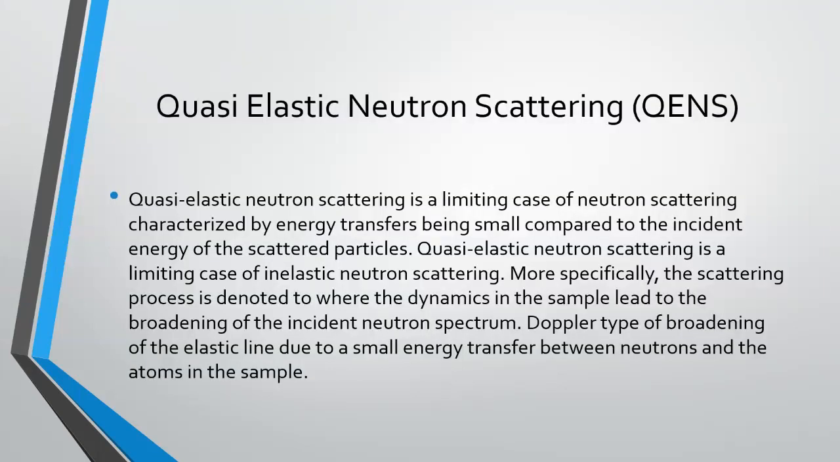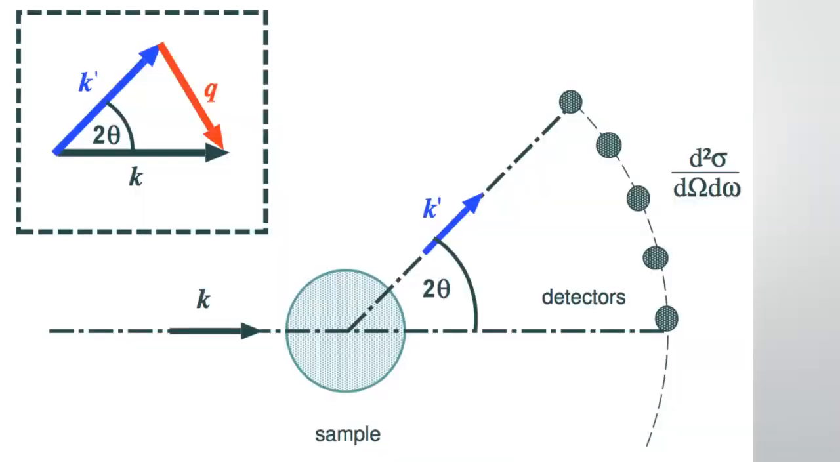Now, QENS. This is a limiting case of neutron scattering, considering the energy of the scattered particle. Quasi-elastic neutron scattering is the scattering process where the dynamics in the sample lead to a broadening of the incident neutron spectrum, with small energy transfer between the neutrons and the atoms in the sample.